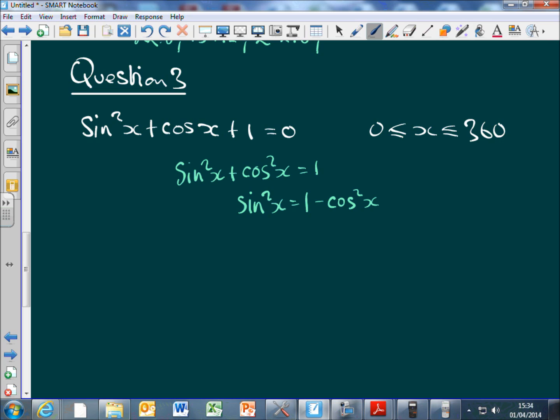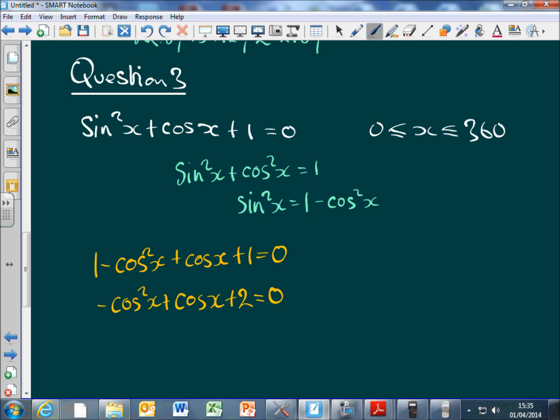And so I can go to the sine squared x in this equation and change it for 1 minus cos squared x. So what I get is, swapping the sine squared x, 1 minus cos squared x plus cos x plus 1 is equal to 0. And then I put this all together, I've got minus cos squared x plus cos x plus 2 equals 0. And I times through by minus 1 just to get rid of that negative in front.